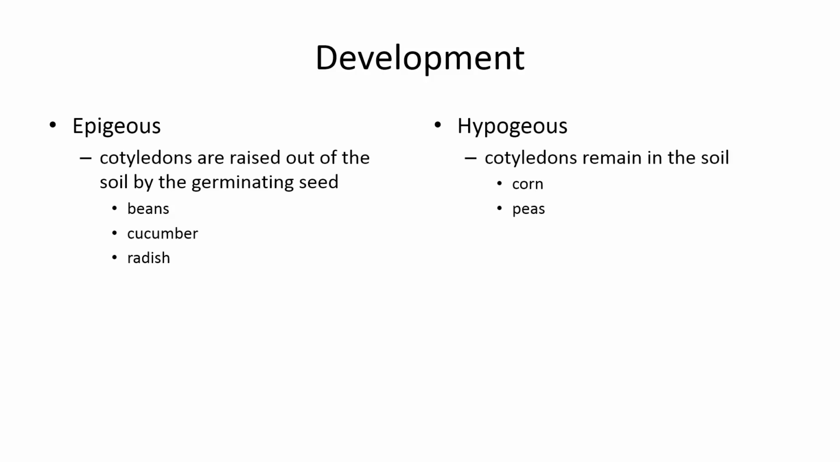The other kind of development that we deal with is called Hypogeous or Hypogeous. Hypo meaning below, geous again to the soil, and this is where the cotyledons remain in the soil. We see things like this occur in corn and peas and peanuts where the seed and everything remains in the soil and you get the shoot coming out of the ground.